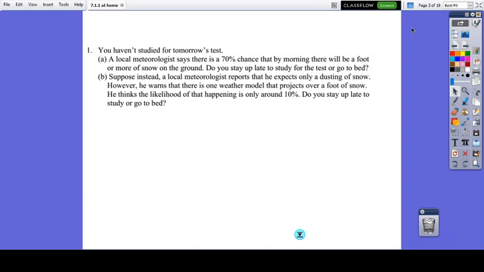You have to assess the likelihood. Letter B is suppose instead a local meteorologist reports that he expects only a dusting of snow. However, he warns that there is one weather model that projects over a foot of snow. He thinks the likelihood of that happening is only around 10%. So in this example, do you stay up late or go to bed? Think about what you would do, but do you put those into consideration?